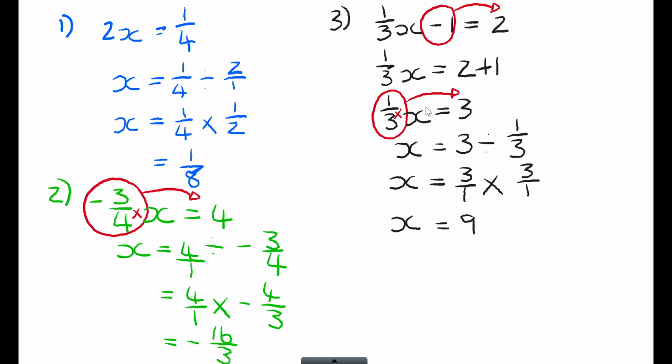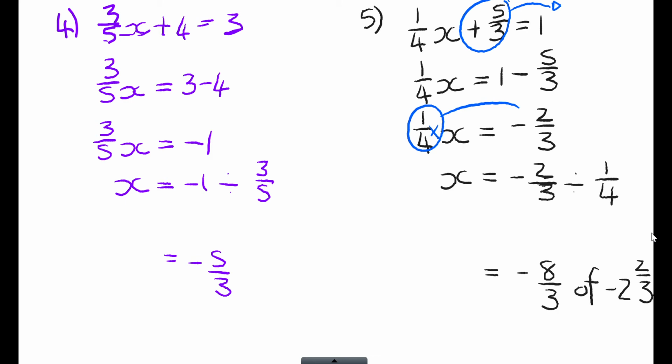Number 3, I first have to take that minus 1 over, so it becomes plus 1. Then 2 plus 1 gives me the 3. Now I've got to get rid of the coefficient, so times a quarter, if I take it over, it becomes divided by a quarter. Again, you don't have to write this step. I'm just showing you guys how I got there. 3 divided by a third gives me 9.